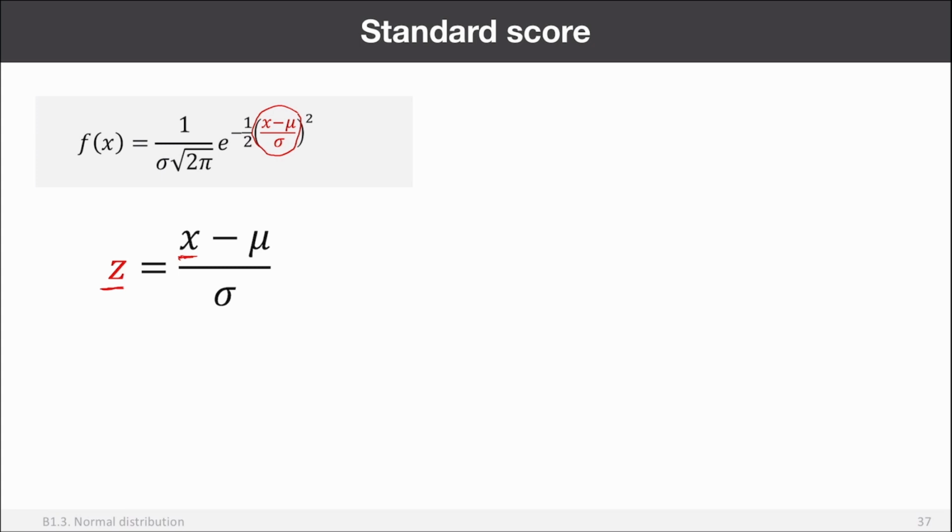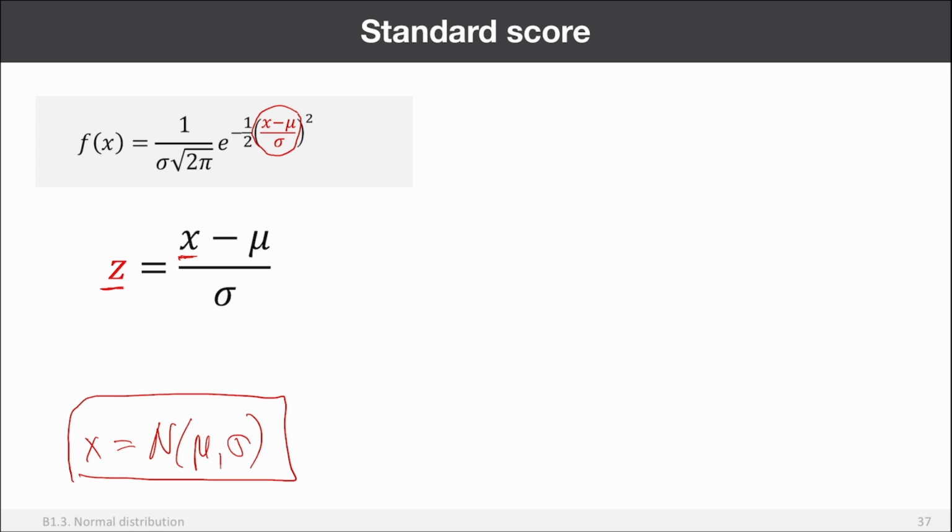To answer this question, let's think about the parameters of z. We know that x is normally distributed, and we can write it like this: normally distributed with parameters mu and sigma. Sometimes you can write it like this as well. But how will z be distributed? Well, if x is normally distributed, z will also be normally distributed, because you just make a linear transformation. You subtract something and divide by something, so you don't change the distribution.